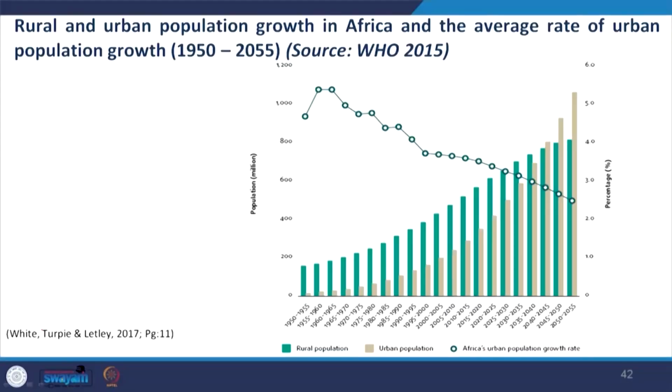Looking at the first component, urbanization in Africa is late, but it is rapid now. In the graph, you can see past trend and future prediction of 2055. The rural population you can see in green color, urban population in beige color, urban population growth rate in the line.